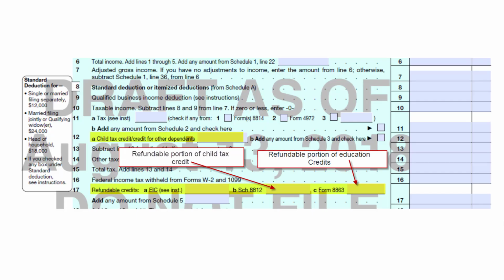All right, so where do we take these credits? You should have some familiarity now with these forms, but this is page 2 of the 1040. You can see on line 12A, the child tax credit or the credit for other dependents is recorded there. You can see that there's a Schedule 3 that contains a number of other non-refundable credits. And then down on line 17 are some refundable credits. For example, the earned income credit. Under 17B, the refundable portion of the child tax credit. And under line 17C, the refundable portion of education credits.